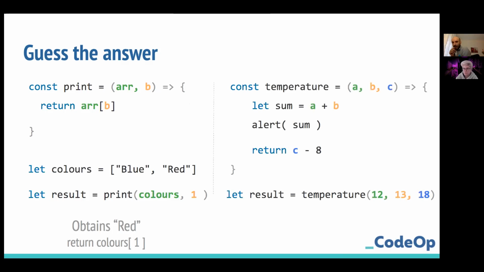The question is, what's the variable result? What's the value in it? So 3 parameters, function named temperature. There's a sum, there's an alert, and there's a return. Now, 2 things happen. For those that don't know, what alert does is it triggers a pop-up. So JavaScript will create a pop-up in your browser, and the content of that pop-up is going to be whatever you place inside those brackets. So my question to you is, what things happen by executing that function? 2 things are going to happen. So I'll give you a few seconds to think about it.